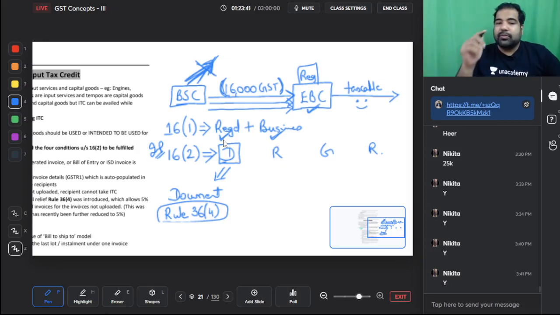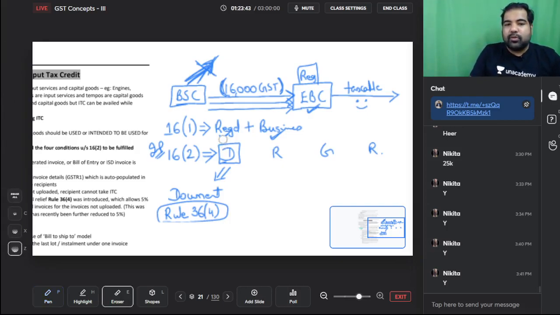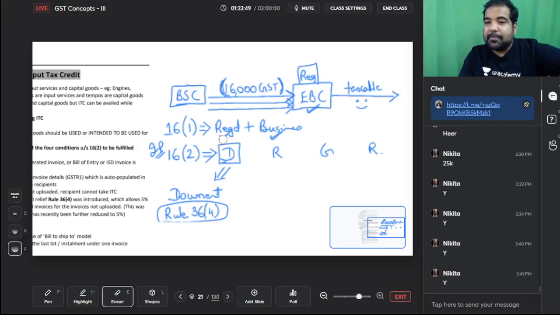Does Rule 36(4) help you? Yes, Rule 36(4) helps you. Guys, this limit of Rule 36(4) earlier was 20%. Then they reduced it to 10%, and now unfortunately they've reduced it to only 5%, barely 5%. So that is Rule 36(4), which is, I feel, a Superman section.